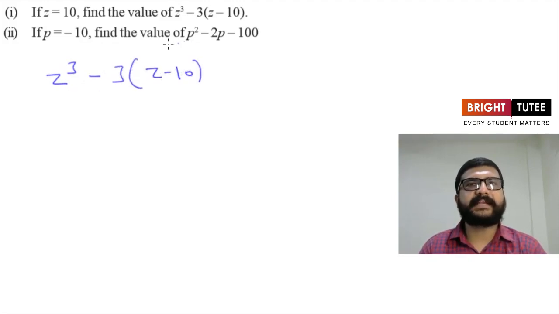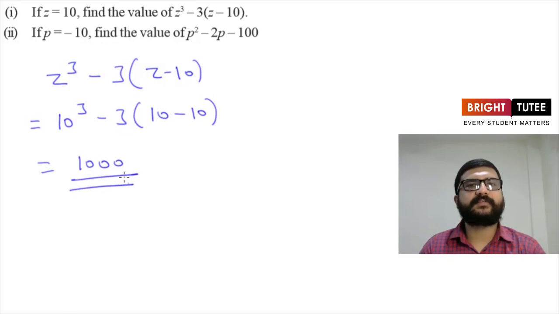So let's put z equal to 10 here. So what we will get, this will be equal to 10 cube minus 3 into 10 minus 10. Now 10 minus 10 is 0. So 3 into 0 is 0. So we are left with 10 cube, and that is 1000. So value of this expression at z equal to 10 is 1000.